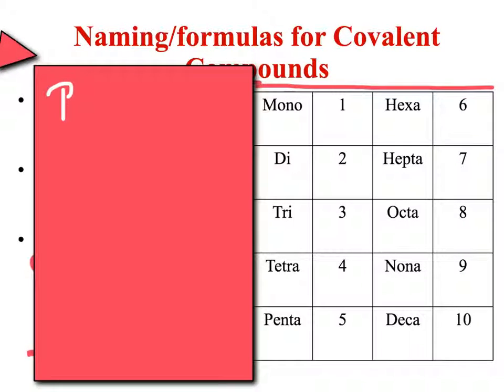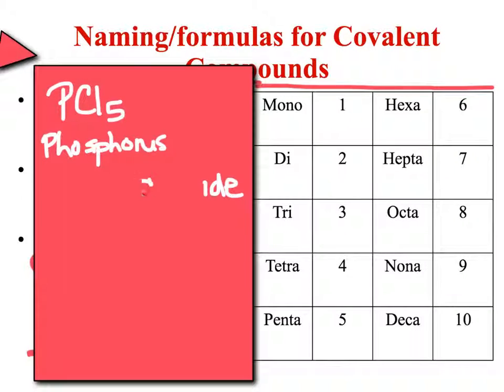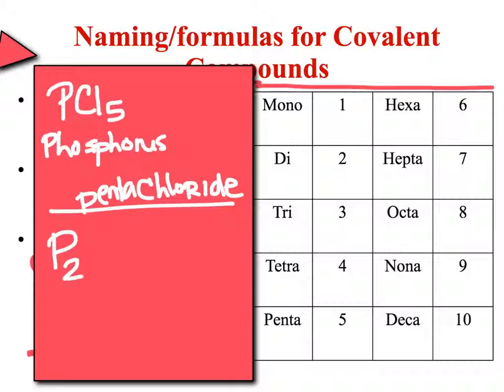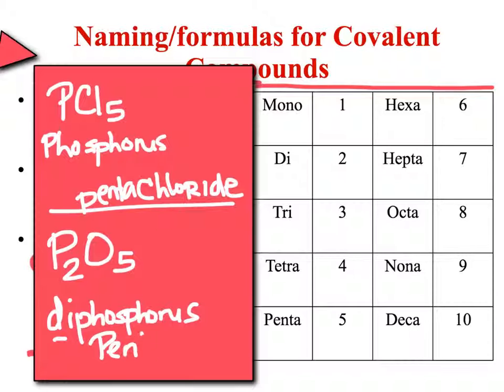Alright, so let's say you were doing this one, PCl5. So we name our first thing, phosphorus. We're going to end it with "ide." So the second thing is chloride. And how many of them are there? 5. So it's phosphorus pentachloride. That's it. Let's say it was P2O5. Now we put a prefix in front of our first one, diphosphorus. And again, there's 5 oxygens, so pentaoxide. I think actually it may just be pentoxide.